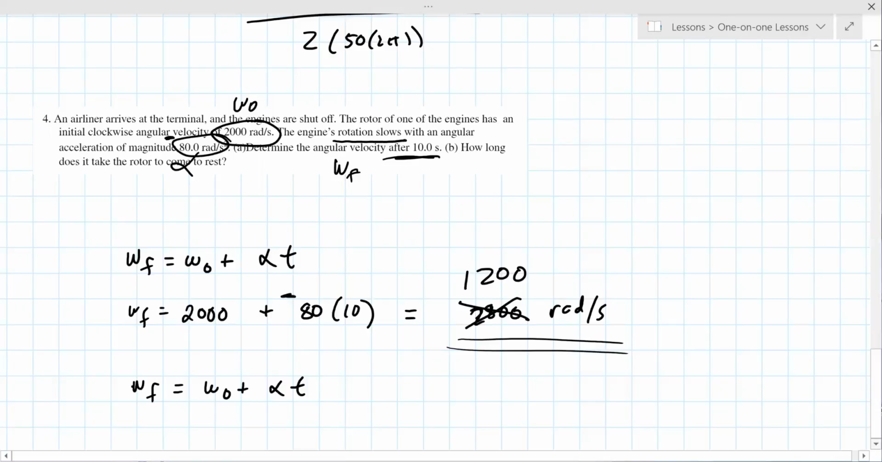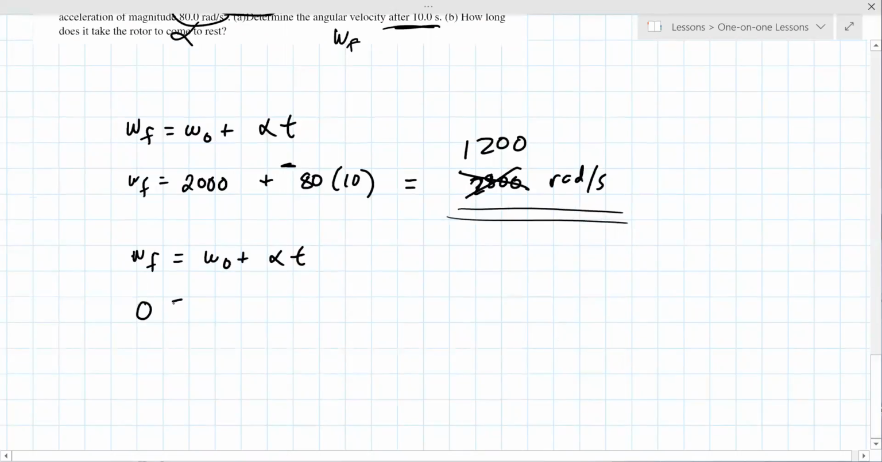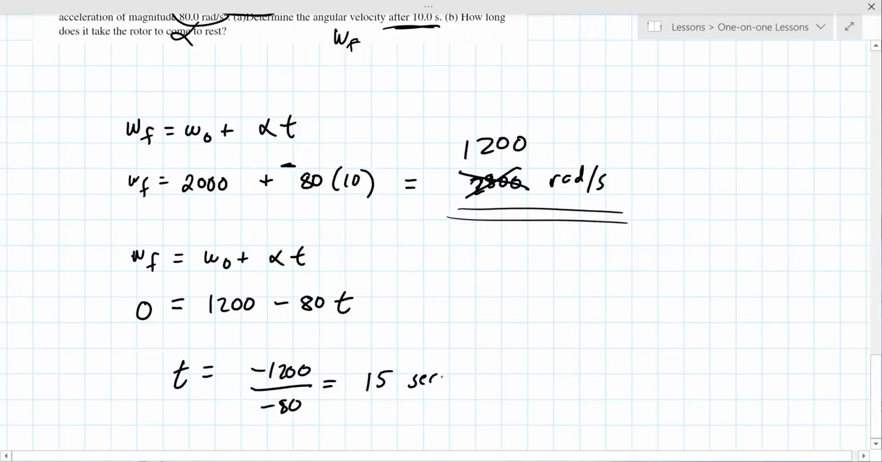Now we can do this because omega final is getting to 0. Initial is 1200, and we know that it's decelerating at 80 per second squared. And now we're looking for that t, right? Yep, t is minus 1200 over minus 80, which is like 15 seconds. I'll check the bottom for that. So 18 seconds.